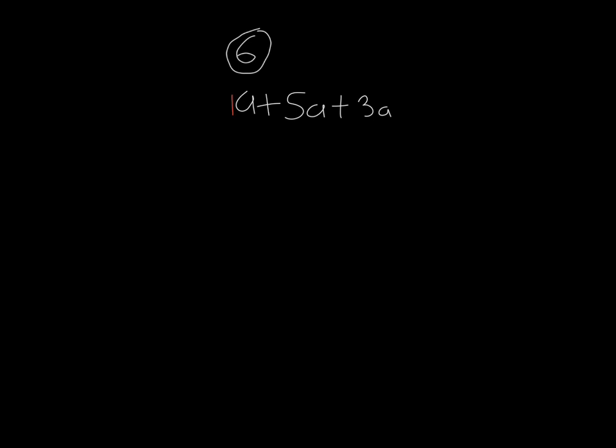Okay, so to do this, we need to add up each of the coefficients. So we're adding 1a with 5a with 3a. So if we add 1 plus 5 plus 3, we get 9. And remember, if I have 1 apple plus 5 apples plus 3 apples, it's 9 apples. We cannot forget to include the variable at the end. So our final answer for number 6 is 9a.